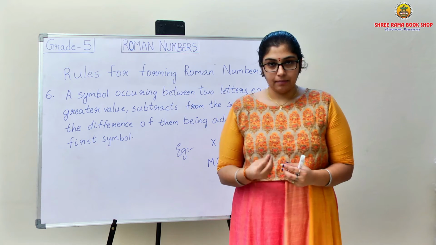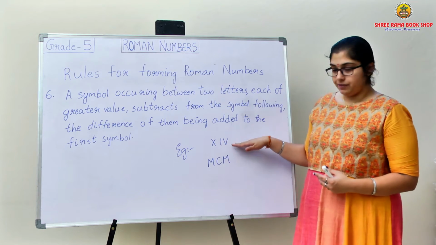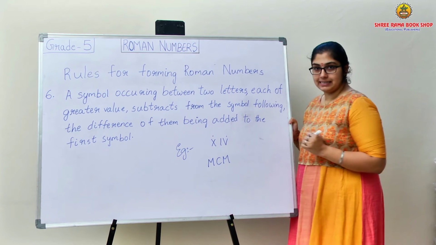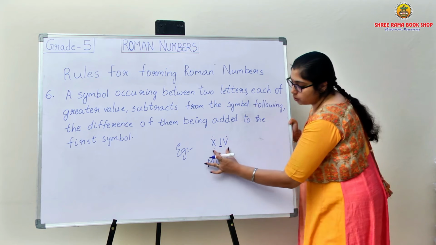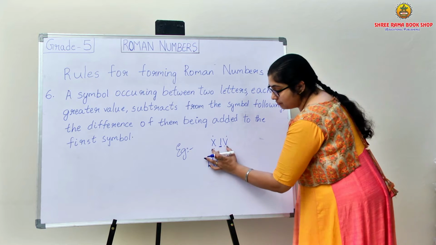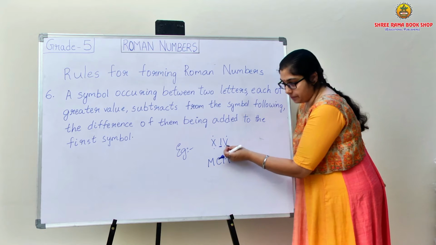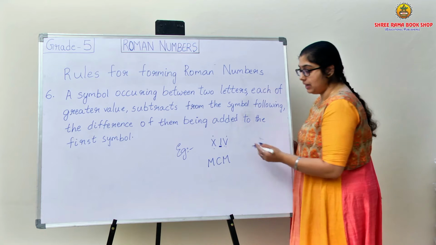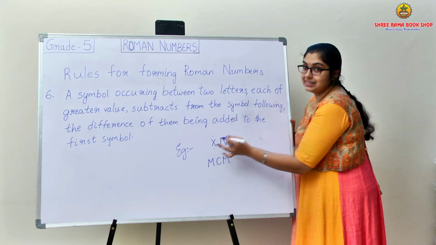Okay, it is a little bit confusing, so I'll take an example and explain. I have an example over here, XIV. From this rule we can say that this is a greater symbol and this is a greater symbol. In between two greater symbols, I have a smaller symbol, right? So what is the rule saying? Two greater symbols, in between a smaller symbol. So what do I need to do? I need to subtract this value from this greater symbol which is immediately after the smaller symbol, and add the subtracted value, or the difference of both, to the first greater symbol.